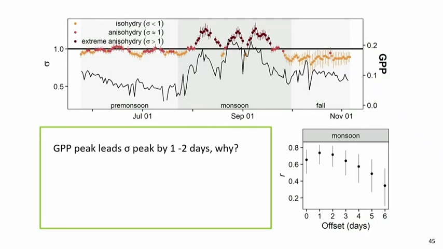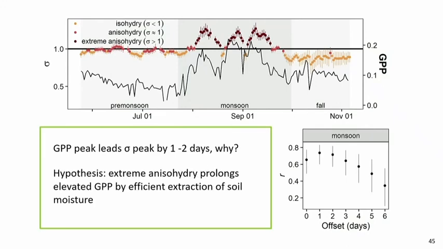What is that about? My hypothesis here is that extreme anisohydry, that plant response allowing for more relaxed control of the stomata, serves to prolong elevated GPP. So GPP hits the peak first, but to keep it up there, because otherwise the soil moisture traces drop pretty rapidly, requires the midday water potentials to drop a lot in order to keep moving that water up the plant. And so this extreme anisohydry prolongs elevated GPP and efficiently extracts soil moisture after these large rain events.